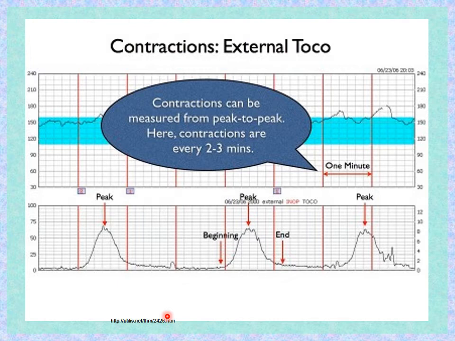Contraction intensities of 40 millimeters of mercury or more and Montevideo units of 80 to 120 are generally sufficient to initiate spontaneous labor. MVUs are used only with internal monitoring.